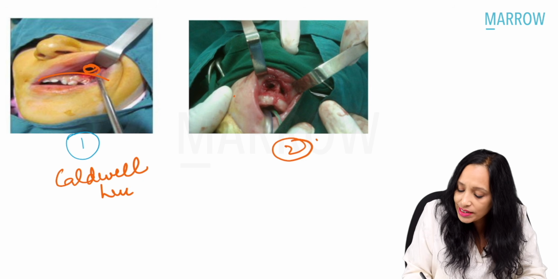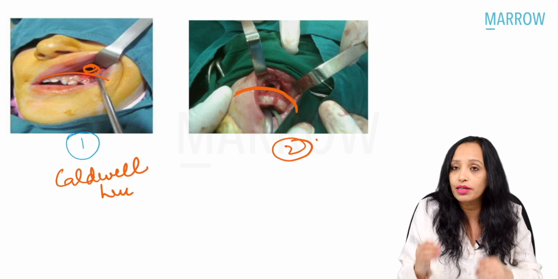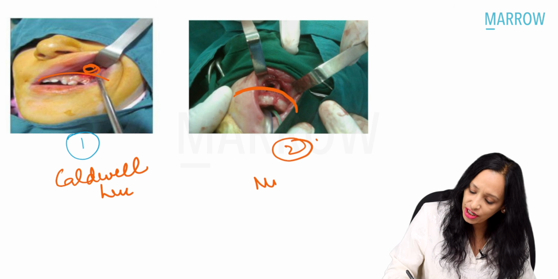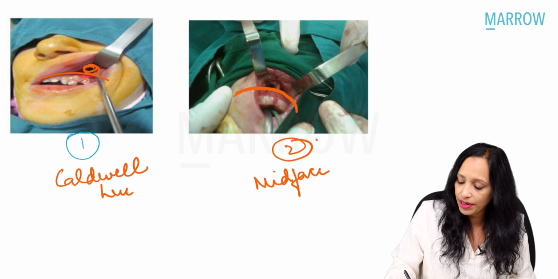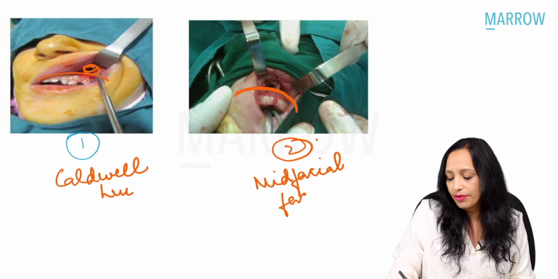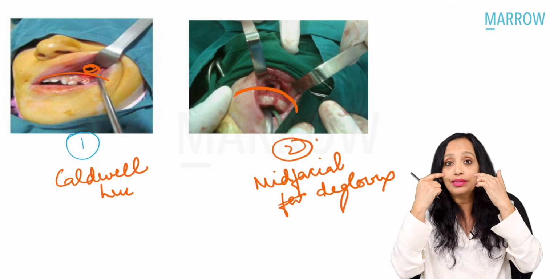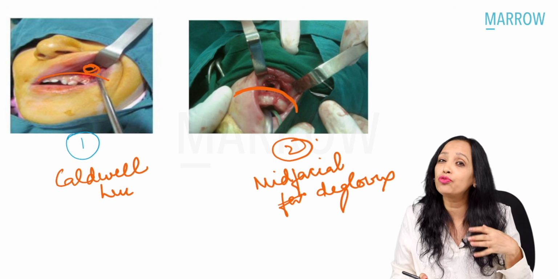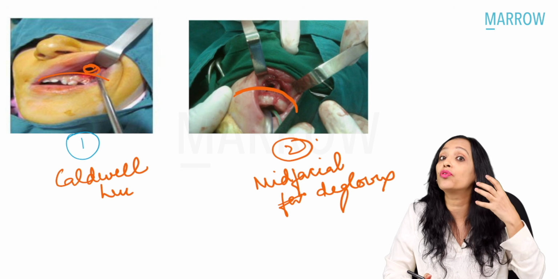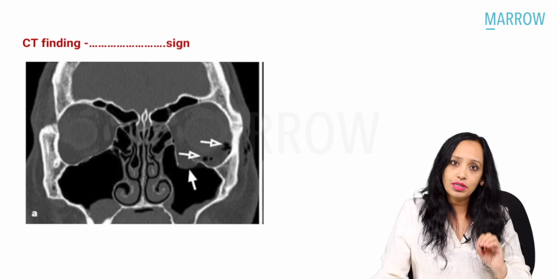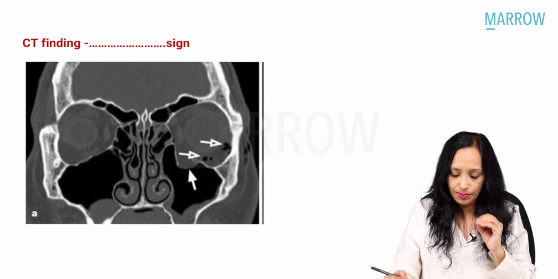And what is the second? Yes, here you are giving a sublabial incision from one molar to the other, raising the skin completely. This is what is known as midfacial degloving. Midfacial degloving is done to expose the complete maxillary sinuses whenever you want to remove tumors of maxillary sinuses or for angiofibroma.